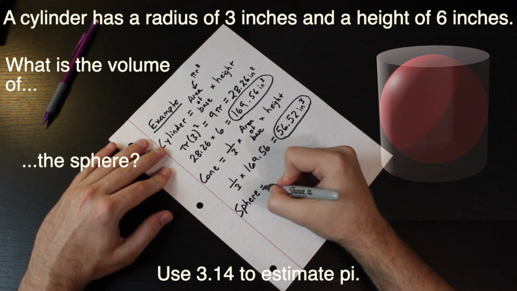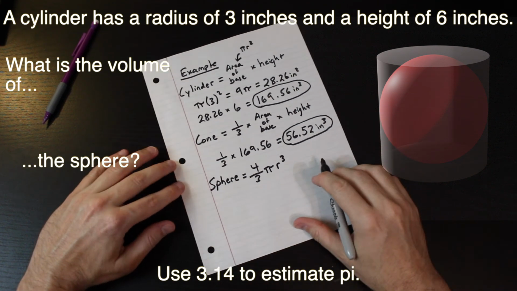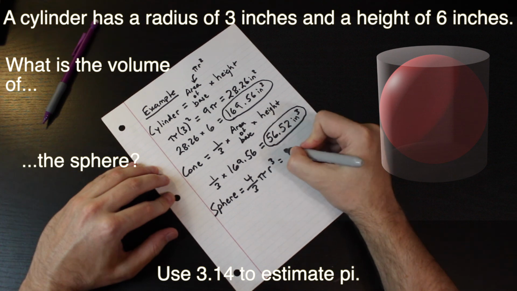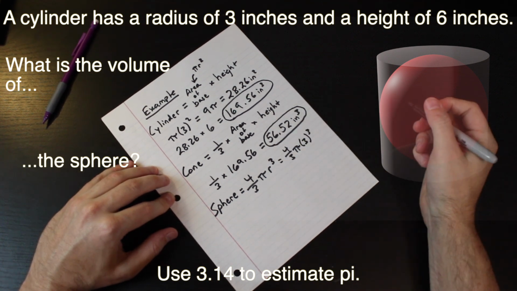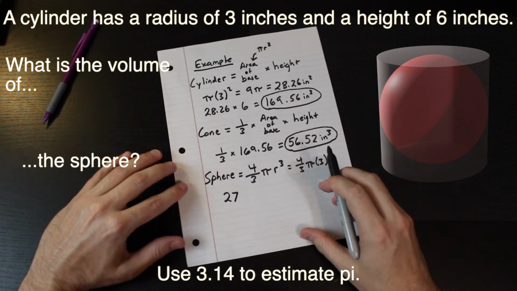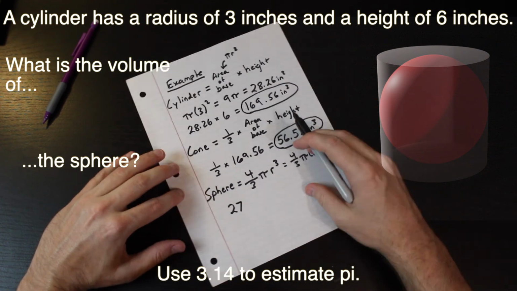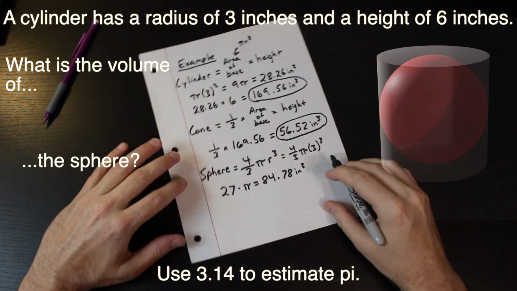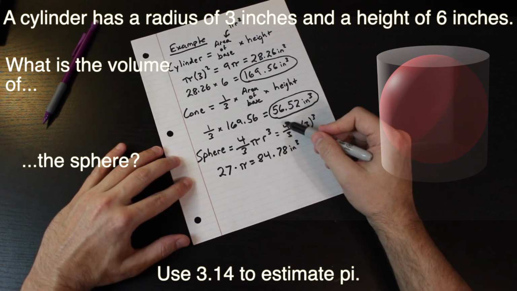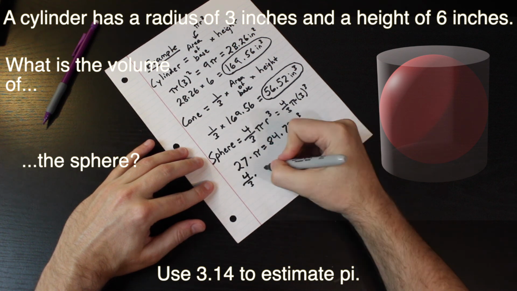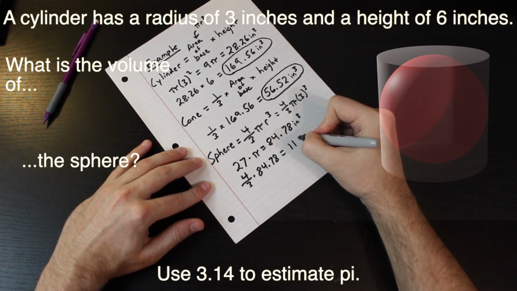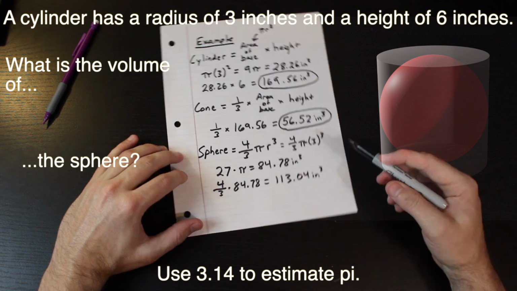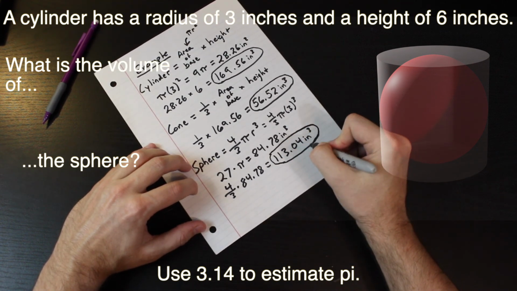Now the sphere. The formula for a sphere is 4/3 pi r cubed. So let's plug in our numbers. R is 3 inches. So r cubed is 27 cubic inches. Multiply that by pi. That gives us 84.78 cubic inches. Now we must multiply by 4/3. That gives us 113.04. So the volume of our sphere is 113.04 cubic inches.